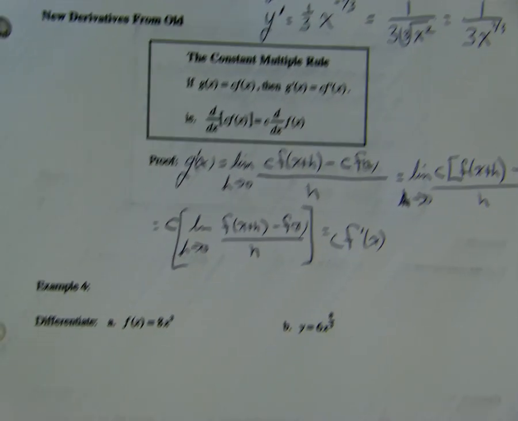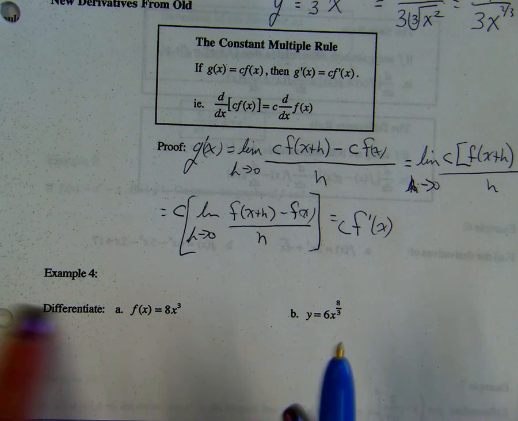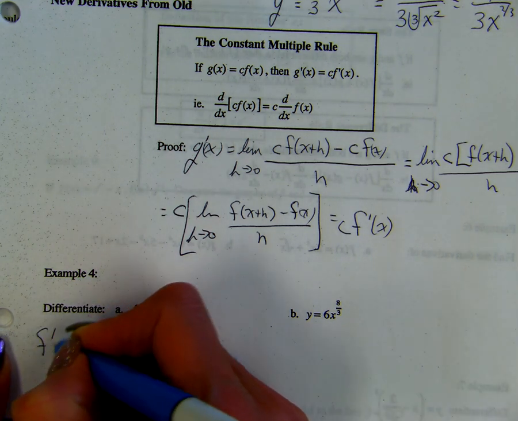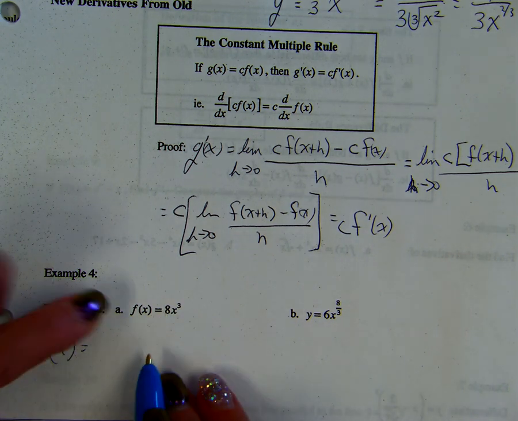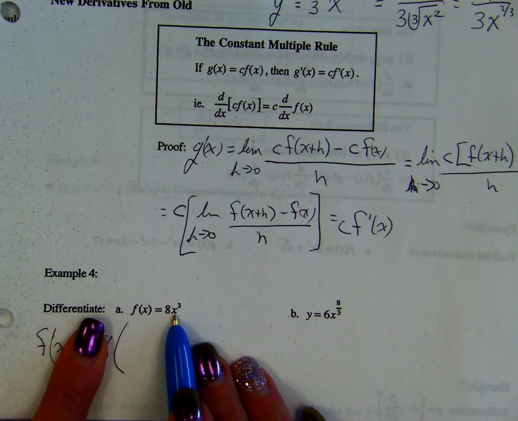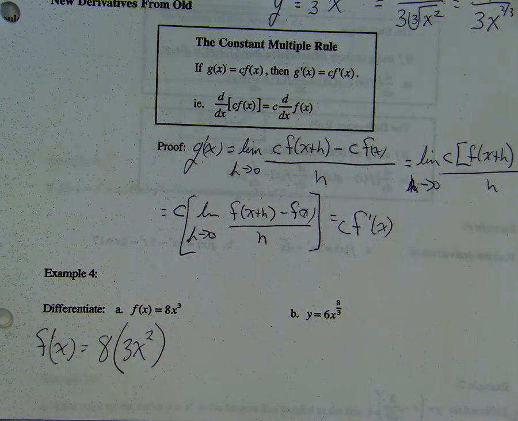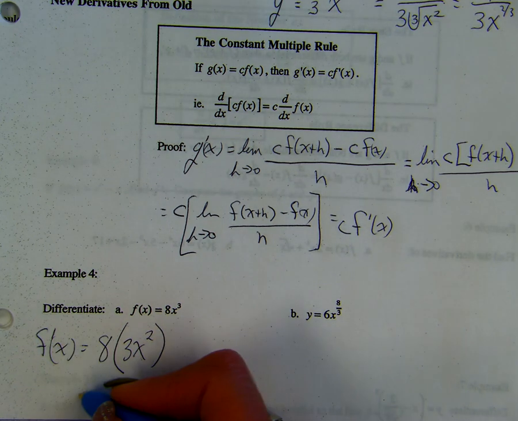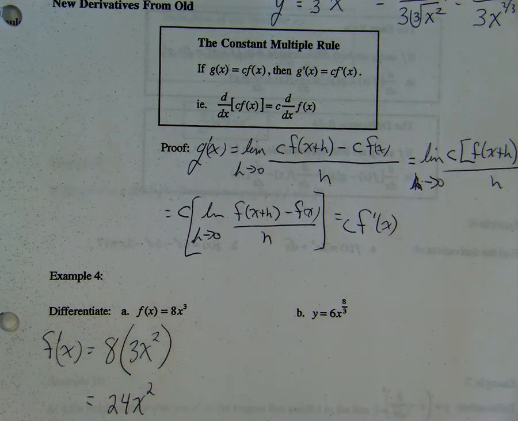Here's how it works. If I want to know, if f at x is 8x cubed and I want to know f prime at x, then it means I can just take that 8, that constant, and leave it out in front and take the derivative of x cubed. What's the derivative of x cubed? 3x squared. So the derivative of 8x cubed becomes 8 times 3, 24x squared.